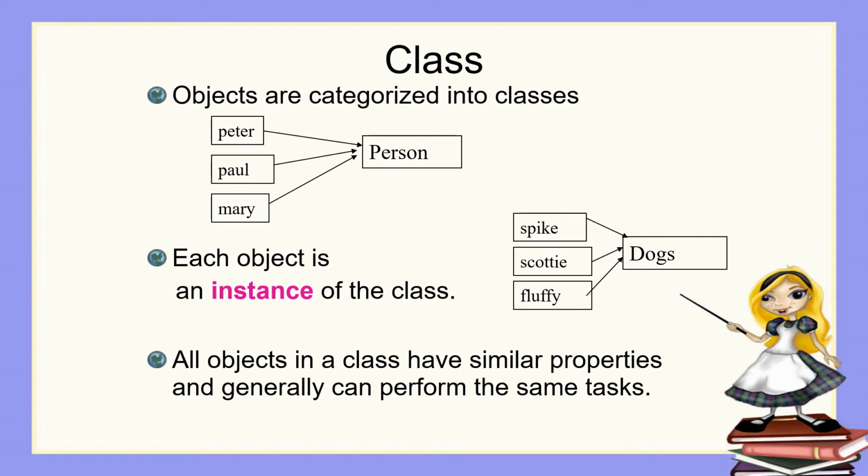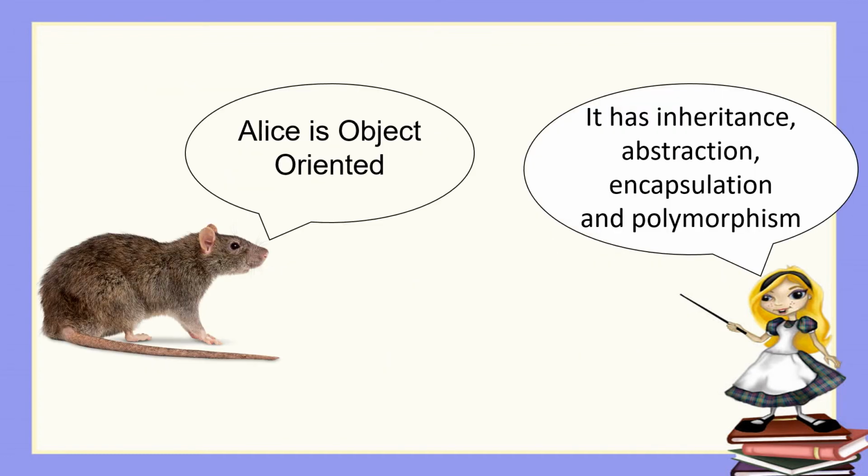And you have classes of objects, and you can make instances of the class. So we have an object called person, and you can make instances of that class person. Or in the example here, we also have the class dog, and you can make instances of the class dog. Of course, all objects of the same class have the same attributes and the same methods. Alice is object-oriented. It has inheritance, abstraction, encapsulation, and polymorphism.